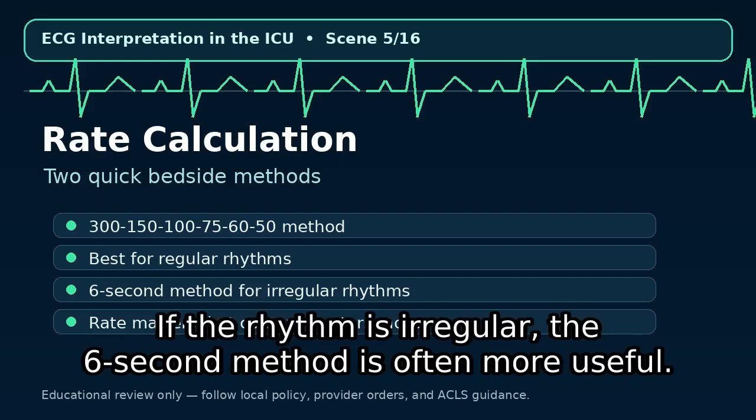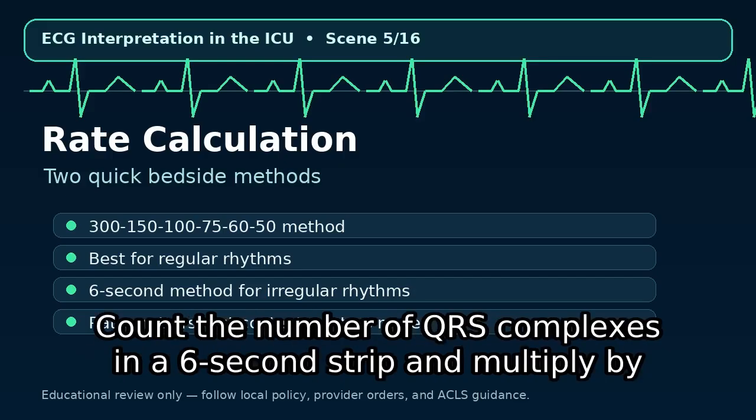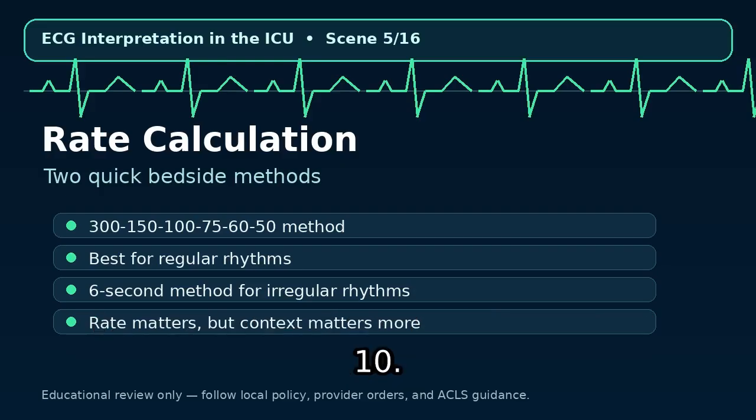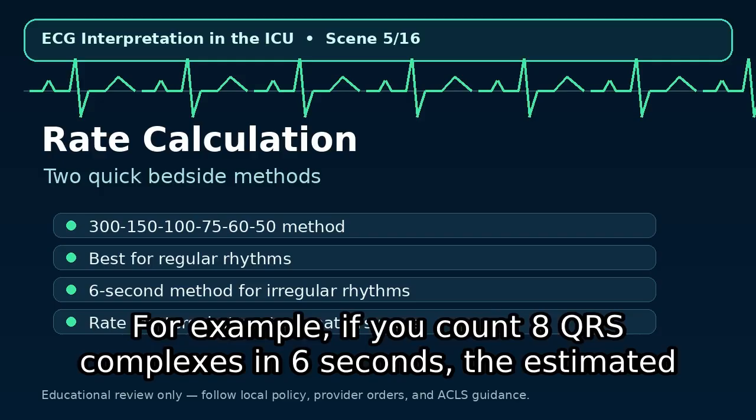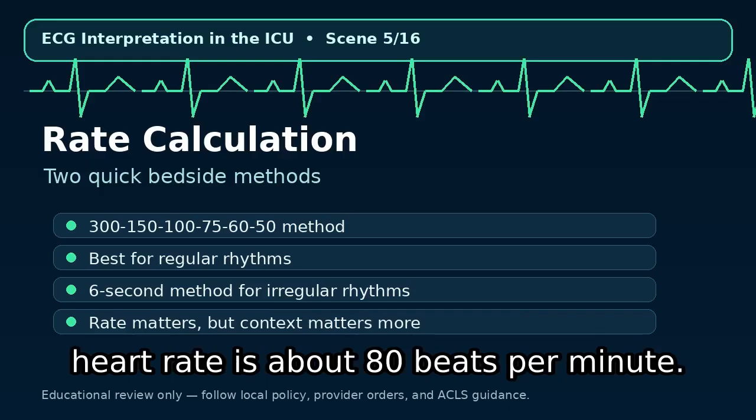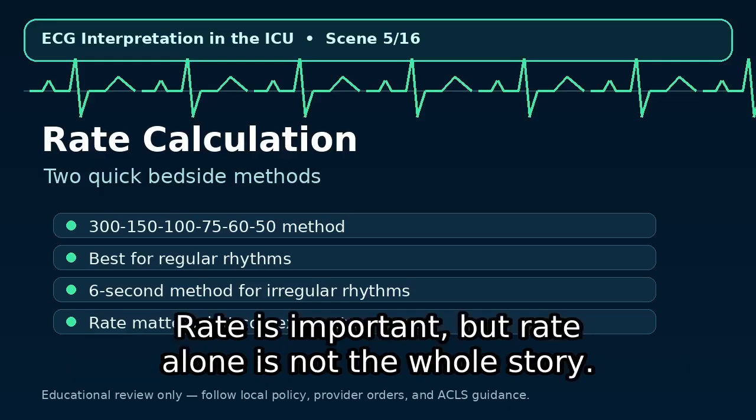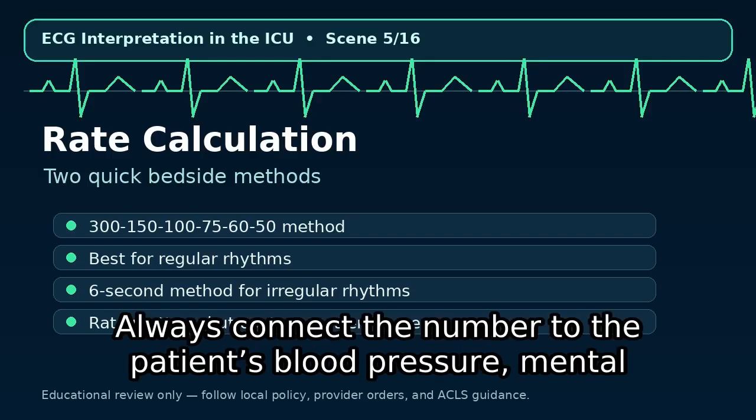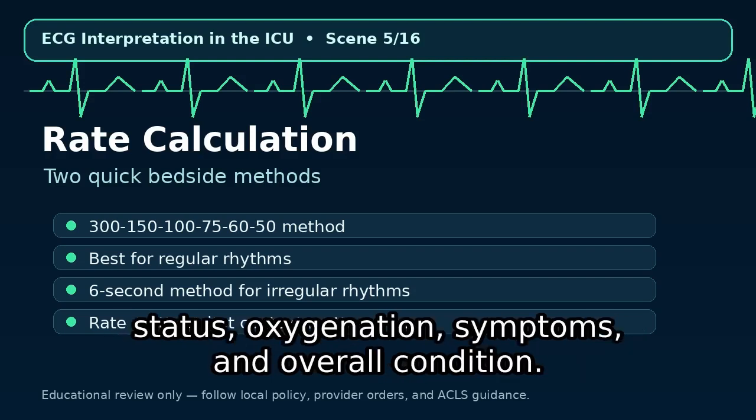If the rhythm is irregular, the 6-second method is often more useful. Count the number of QRS complexes in a 6-second strip and multiply by 10. For example, if you count 8 QRS complexes in 6 seconds, the estimated heart rate is about 80 beats per minute. Rate is important, but rate alone is not the whole story. Always connect the number to the patient's blood pressure, mental status, oxygenation, symptoms, and overall condition.